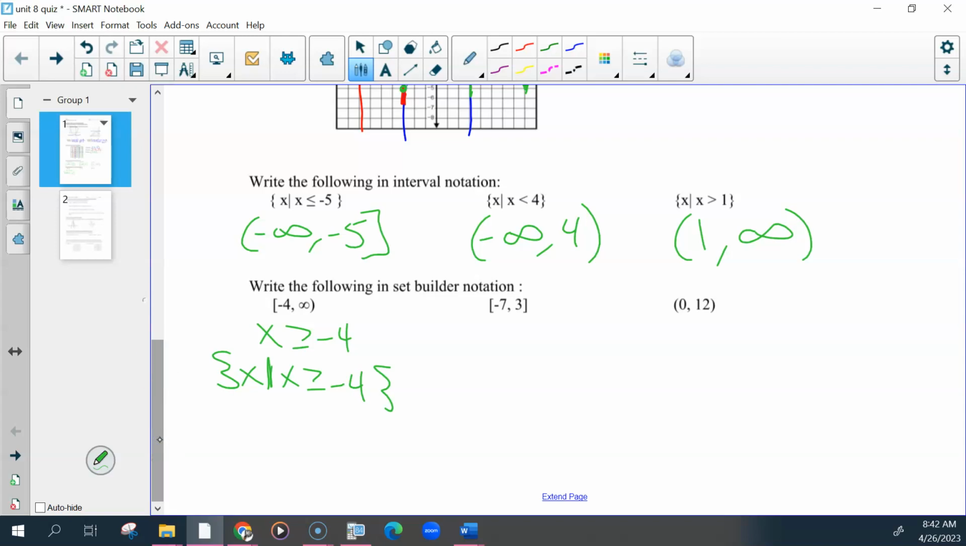For the ones that only have 2, these need to be in between 2. The x needs to be in between 2 symbols. These are both brackets, so these both need to be less than or equal to. You can leave it like that, or use the curly brackets. If you just put, like, x is less than or equal to 3, or x is greater than or equal to negative 7, that was only half of it, so you needed both. Always less than or equal to symbols for these. And then 0 to 12 would be the same.